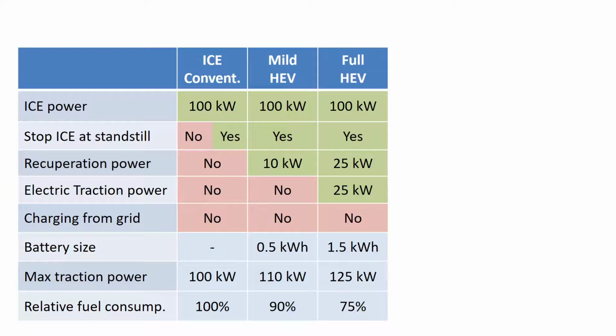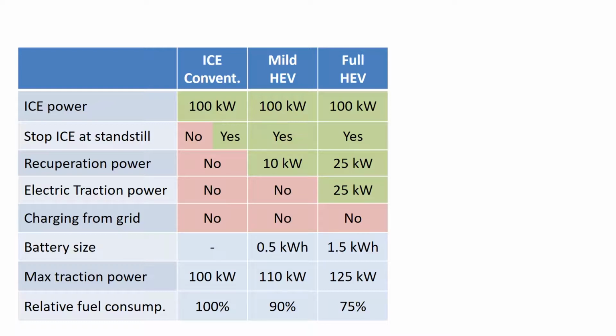The full hybrid has an electric machine and battery which can recuperate about 25 kilowatt. That power can also be used for all-electric traction. Note that some full hybrids like Toyota Prius have a much greater electric machine power rating, but that power is used as a part of the electric continuously variable transmission. The power for recuperation is still in the order of 25 kilowatt in this case.